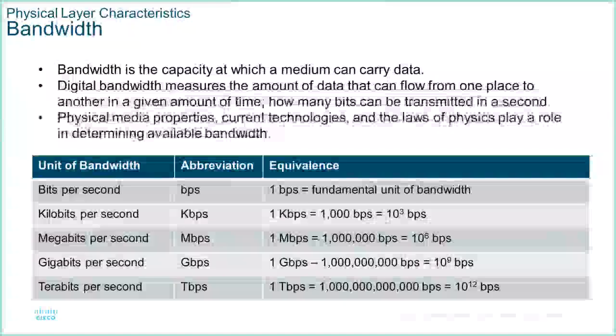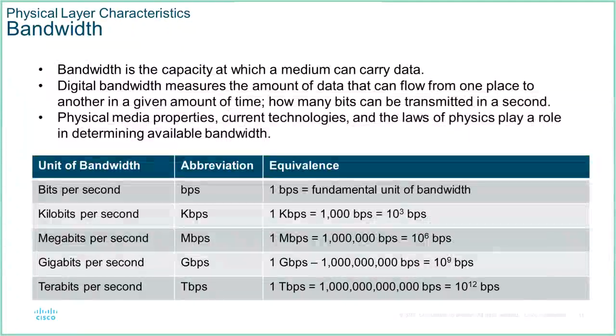So, how we represent bandwidth on the physical medium is in bits per second, and it's based on decimal, so it's not binary. So it's a standard ISO measurement. So it's, you know, kilo being 1,000, mega being 1,000,000, giga being 1,000 million, and then tera being a million million.